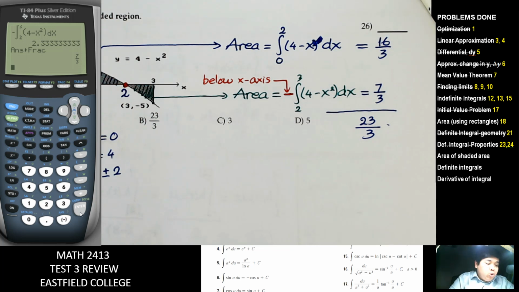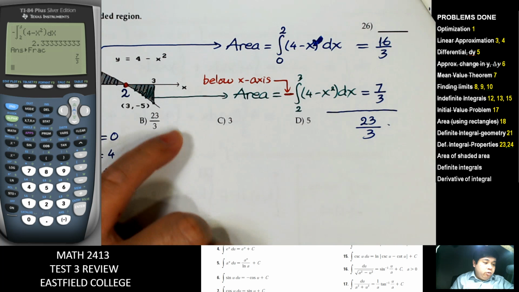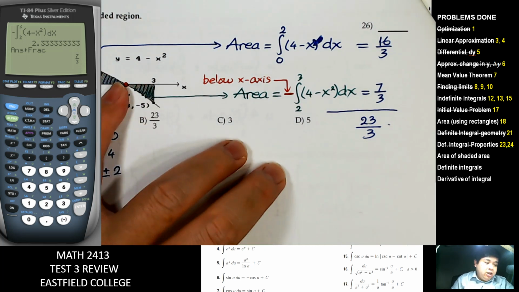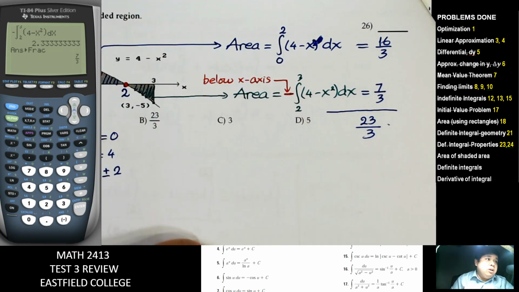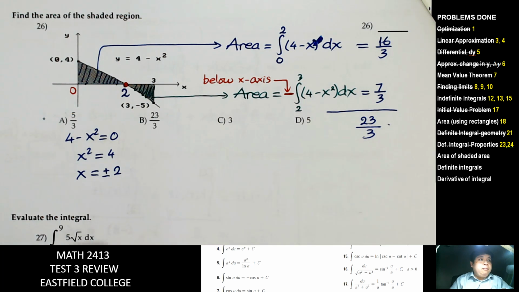Right. Of course, you can use the calculator, but you can also do it by hand. Right, so area above, integral from 0 to 2, below from 2 to 3. Always give the x values for the limits.